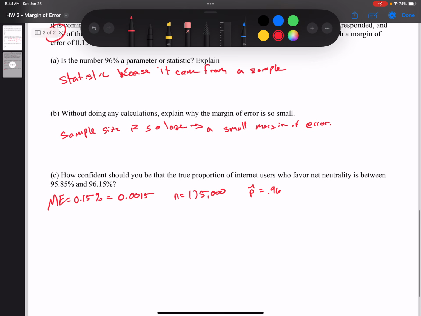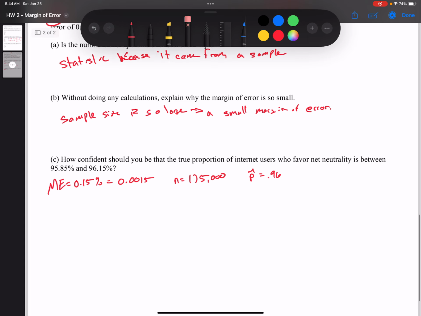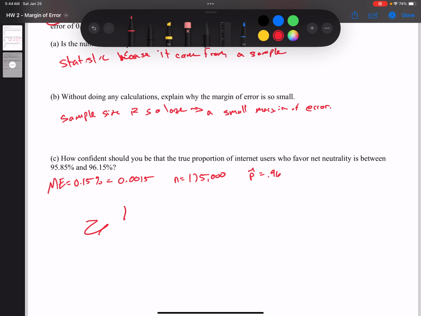All right, so now it says, how confident should you be that the true proportion of internet users is between these two numbers? They give us our margin of error. They give us all this information in the problem: the margin of error of 0.15%, and they give us the n and the p hat. So remember, we know our formula. Margin of error is equal to z star times the square root of p hat times 1 minus p hat all over n.